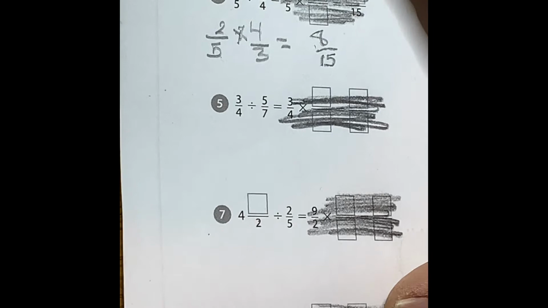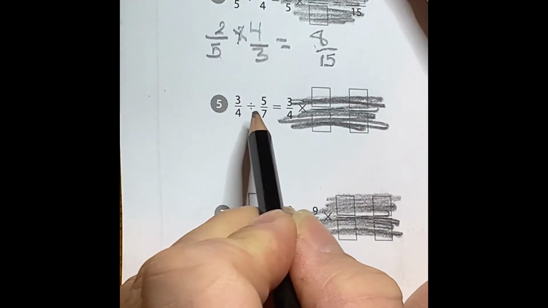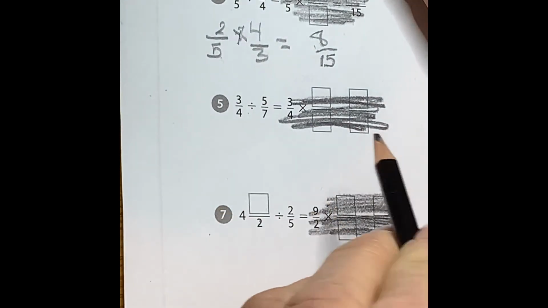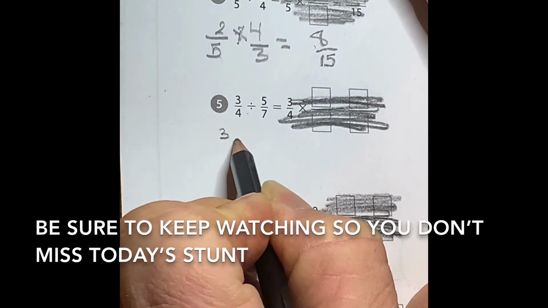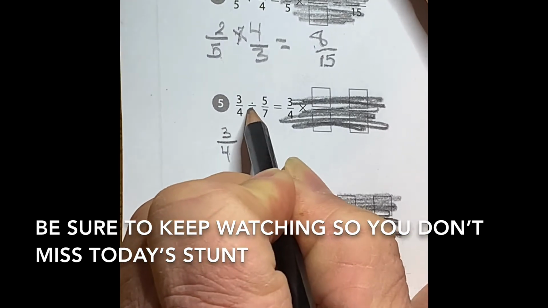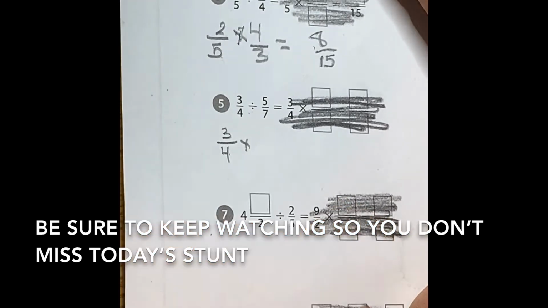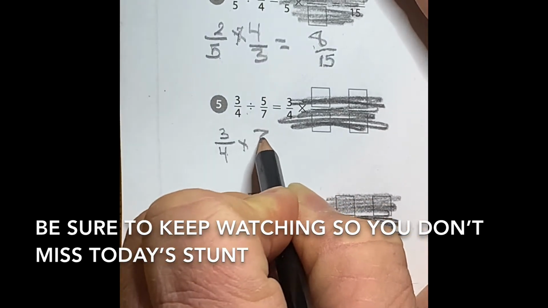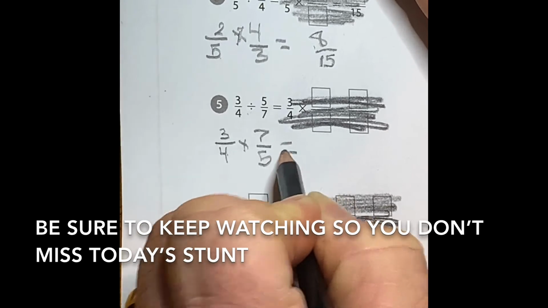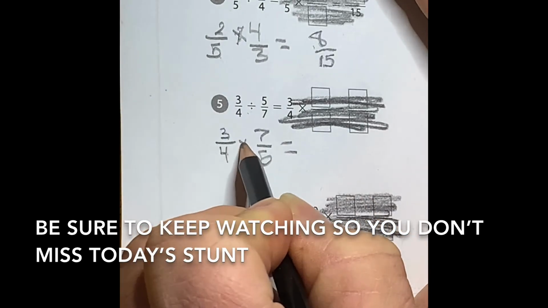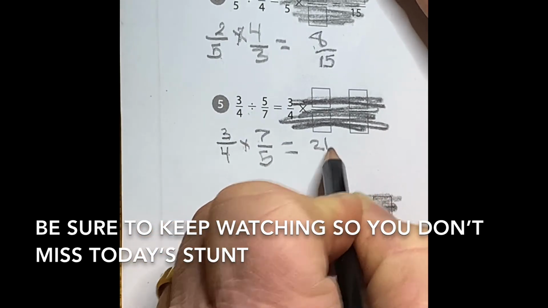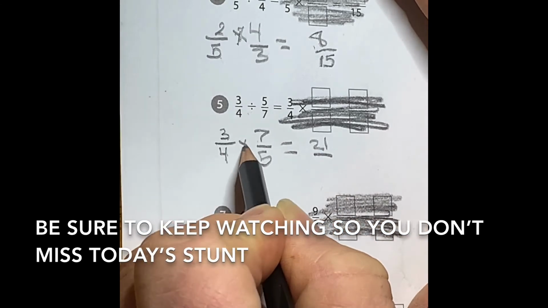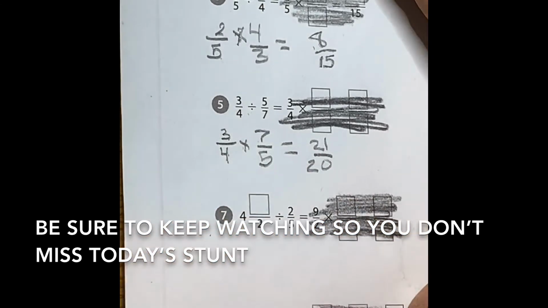All right, question number 5. 3/4 divided by 5/7. We keep the 3/4. We change the division to multiplication. We flip the 5/7 to 7/5. Now we do the math. 3 times 7 is 21. 4 times 5 is 20.